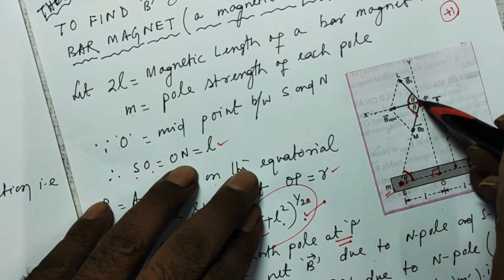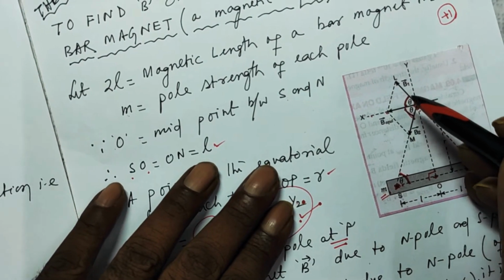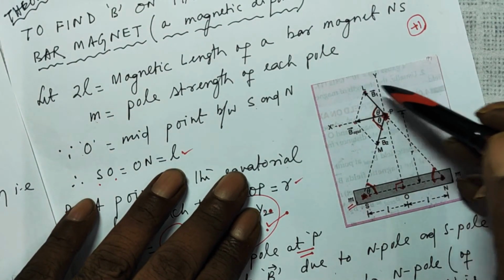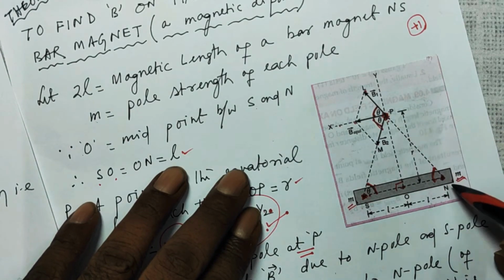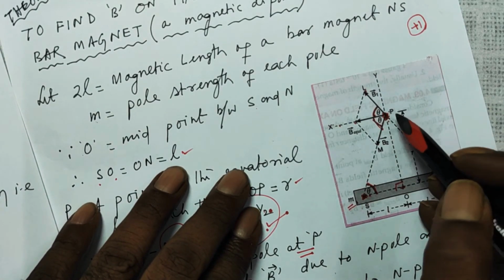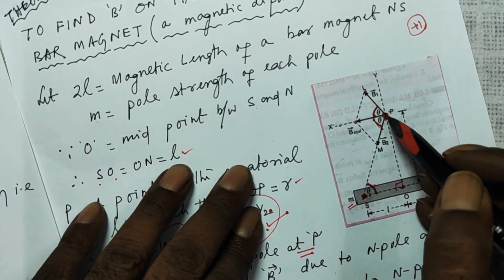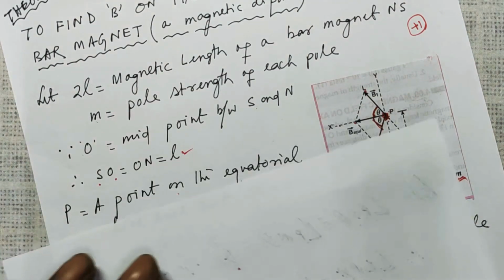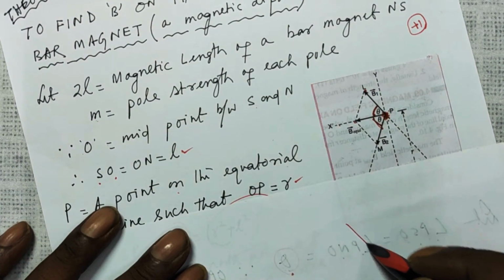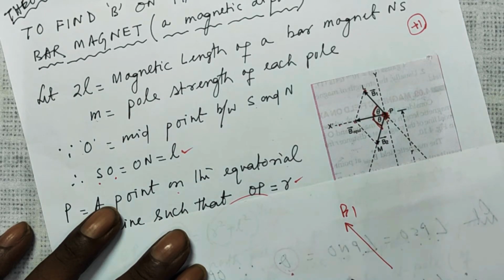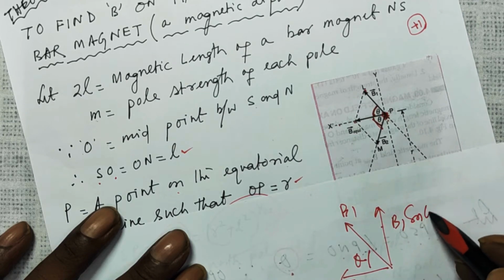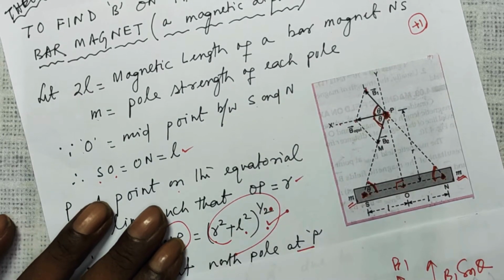So this is your B1. From here to here is B1. That is the magnetic field here due to this north pole. So this B1 can be resolved into two rectangular components, one to this side, one to this side. Since this angle is theta, this will be equal to your B1 cos theta, and this will be equal to your B1 sin theta.